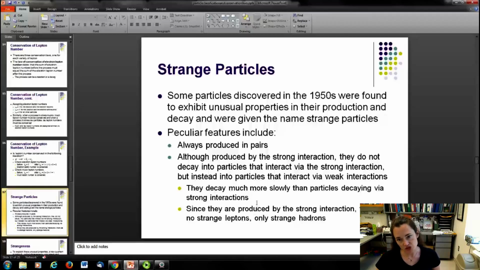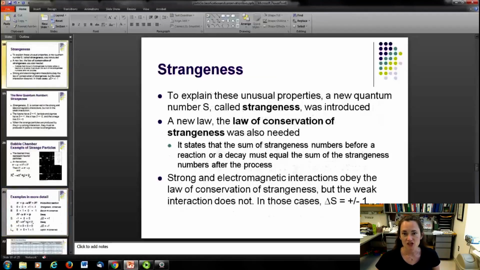Since they're produced by the strong interaction, there are no strange leptons. There are only strange hadrons, so strangeness does not exist for the lepton family. To explain the unusual properties, they had to introduce a new quantum number. I'll call it S, just like your book does. It's called strangeness, and they had to introduce a new law, the law of conservation of strangeness, and that was also necessary.